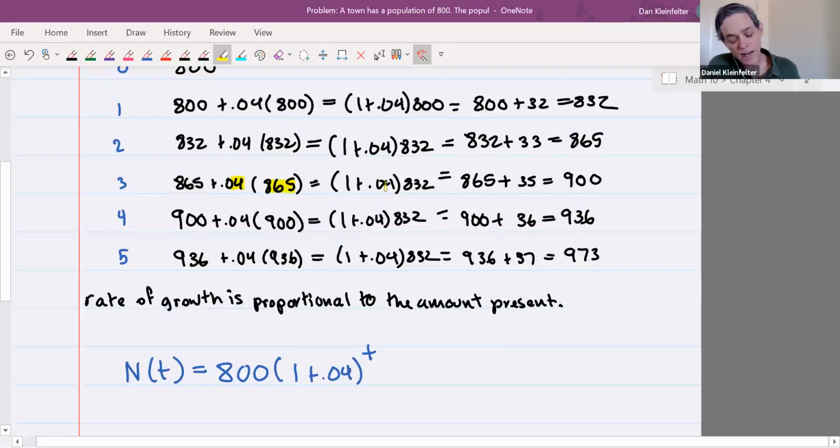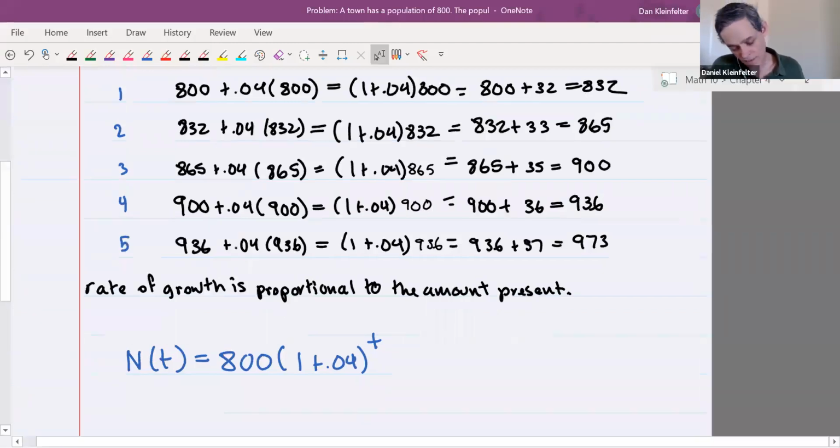If we factored out the 832, some of those are off. Those need to be changed. Too much copy and paste. Factoring that out, we can see that advancing from year to year, we're going to multiply by 1.04.